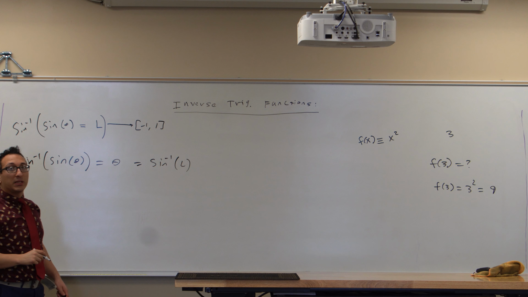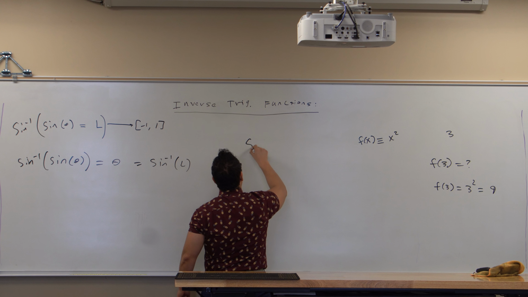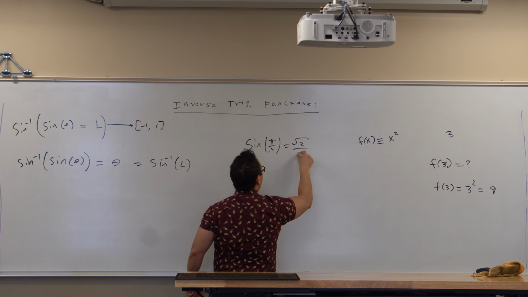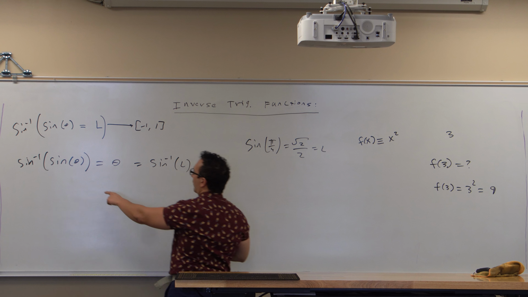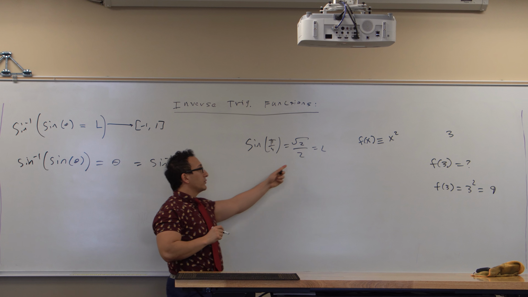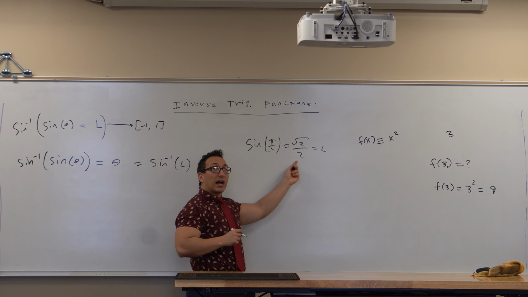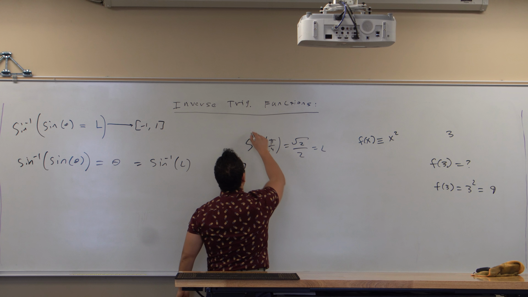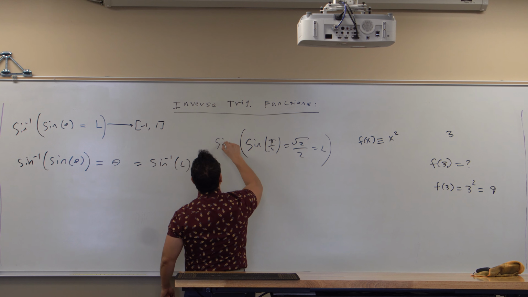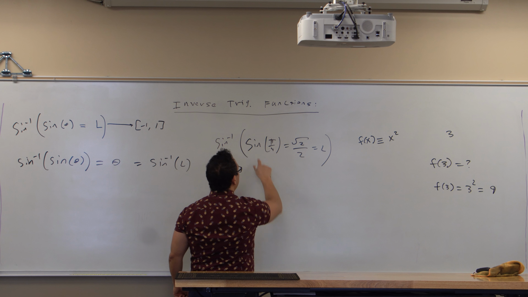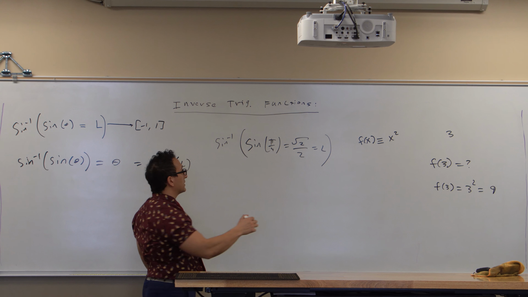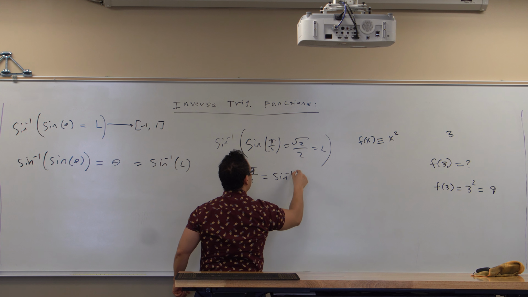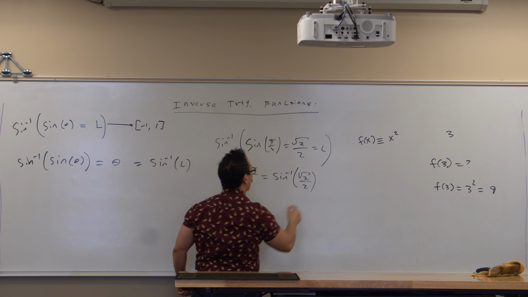So what does this mean? We know, for instance, that the sine of pi over 4 is root 2 over 2. This root 2 over 2 is the length L we're talking about. It's the sine value at pi over 4. So how do we undo this situation? We take the sine inverse of both sides. When sine inverse hits sine, it disintegrates, leaving only what's inside the parentheses, just pi over 4. So pi over 4 is precisely sine inverse of root 2 over 2.